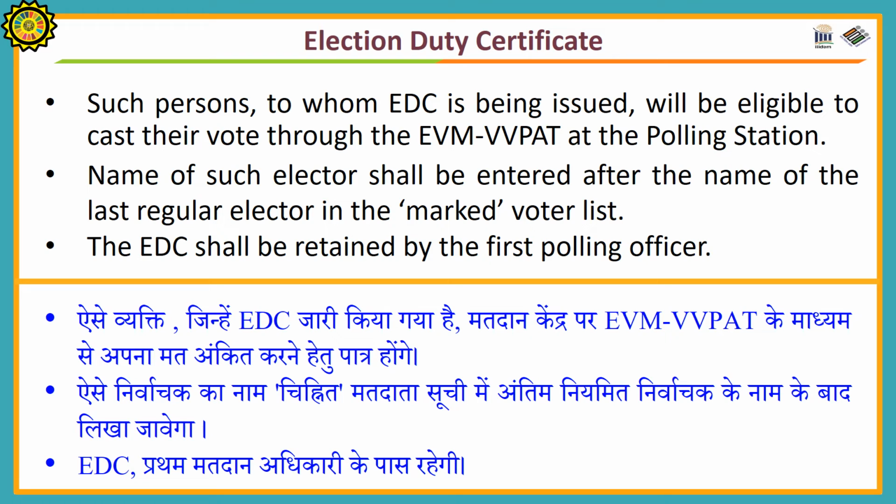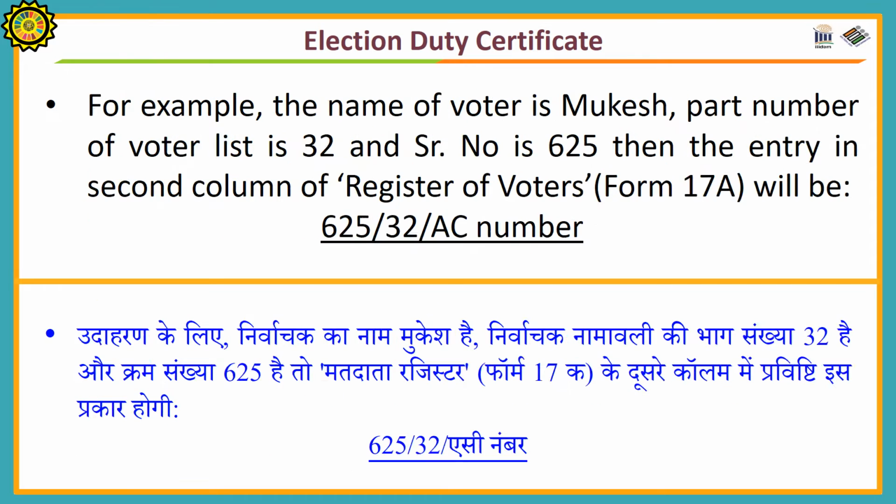Such persons to whom EDC is issued will be eligible to cast their vote through the EVM VVPAT at the polling station. The name of such an elector shall be entered after the name of the last regular elector in the marked copy of the electoral roll. The EDC shall be retained by the first polling officer.